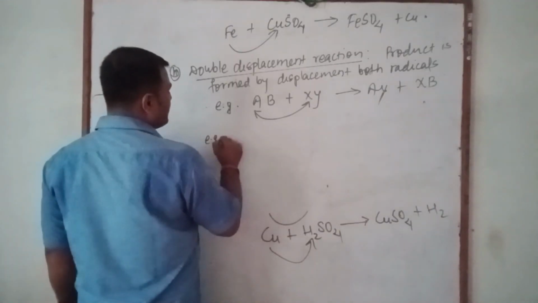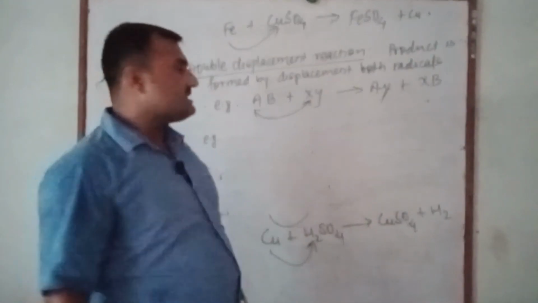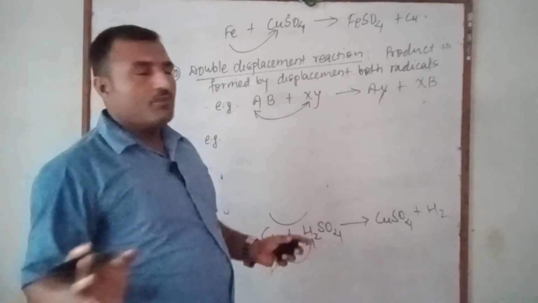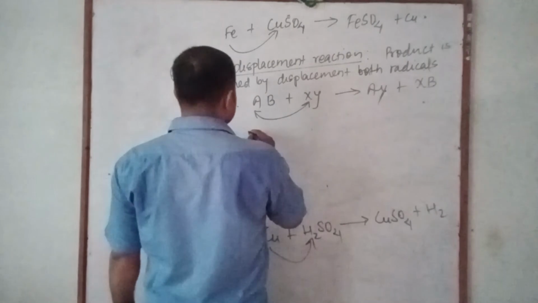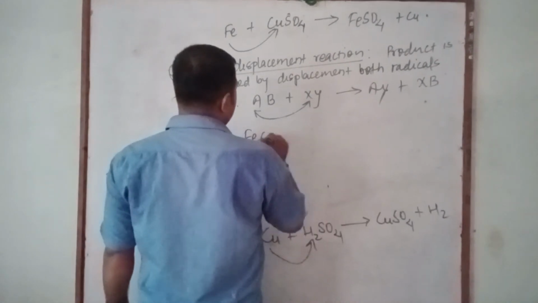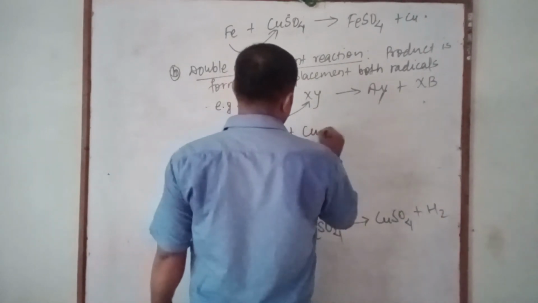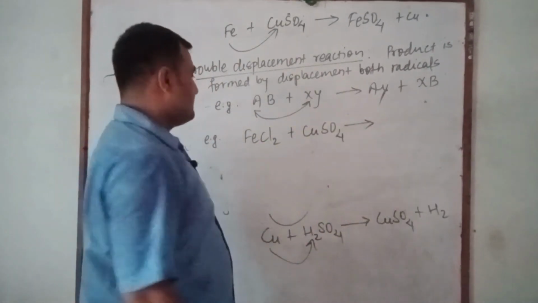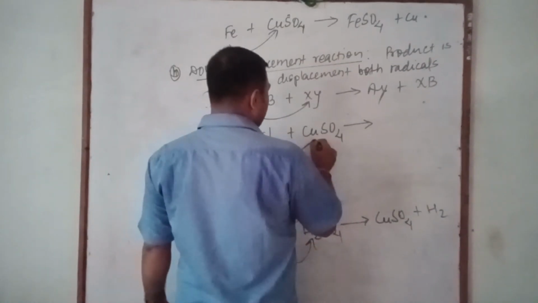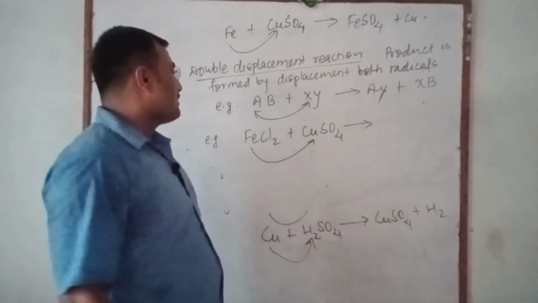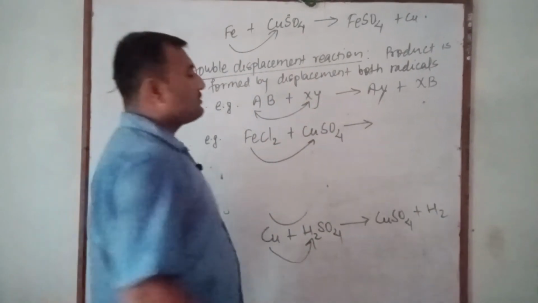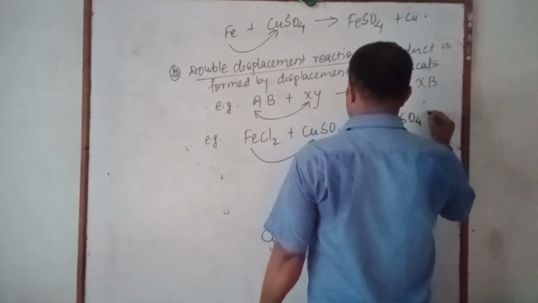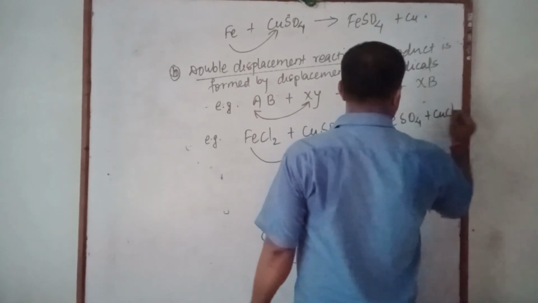As an example, generally in solution state, when two or more salts or compounds react, like iron chloride and copper sulfate mixed, both are in solution state. Iron is more reactive, so it displaces copper. Copper combines with chlorine and it forms iron sulfate plus copper chloride.